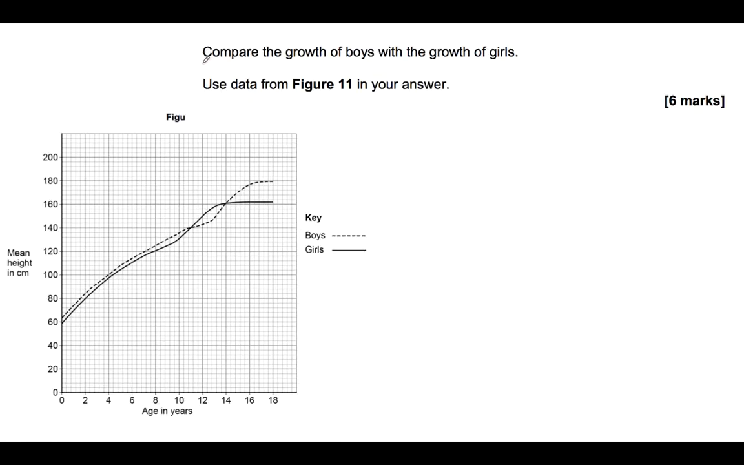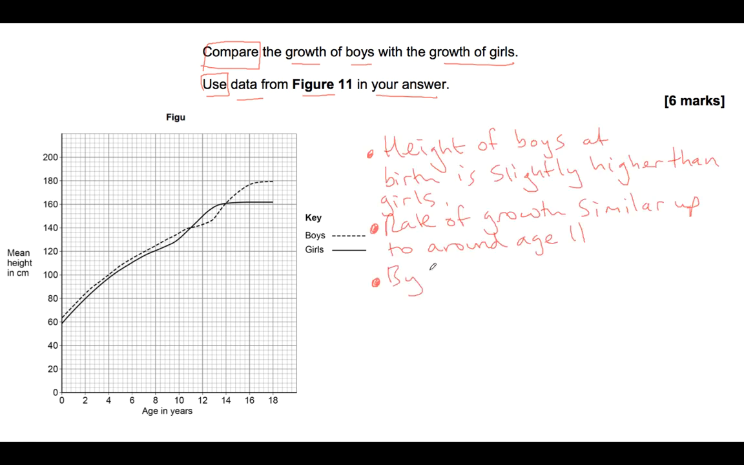So the question here, the 6 marker, we have to compare the growth of boys and the growth of girls, and we have to use data from figure 11 in our answer. So me just going through them, describing the trends and patterns, is going to come in really handy here, but we do need to use some data as well in our answer. So let's make, first of all, just some comparisons, and then we'll use data. So with 6 marks, it's always good to split up your answer. So let's make some comparisons.